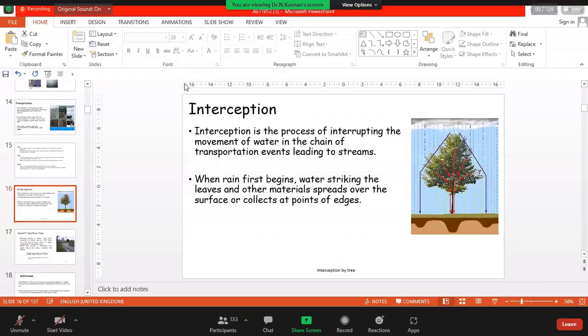And through fall is the precipitated water falling from the canopy as water droplets to the soil surface. Stem flow is that water flowing through the stem to the soil surface. Yeah, good, right? So these are very important technical terms, okay?